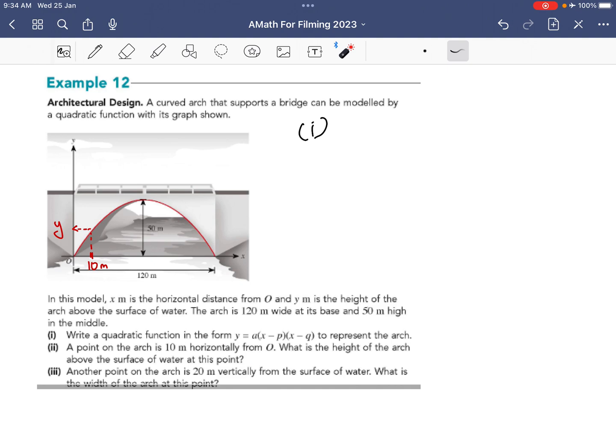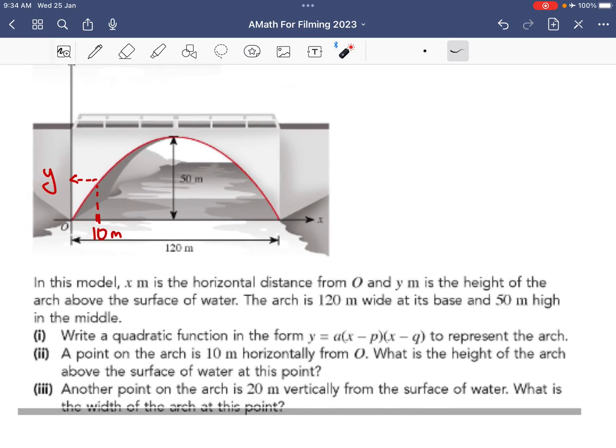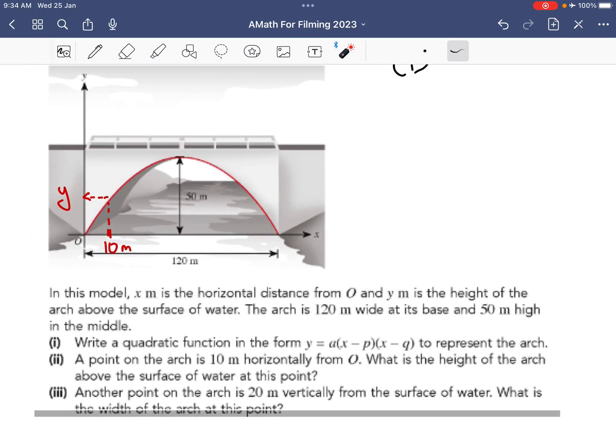So what I can do is this. For a factorized form, notice this bridge is 120 meters. I mean, this whole bridge is 120 meters. So what I want to draw your attention to is this.